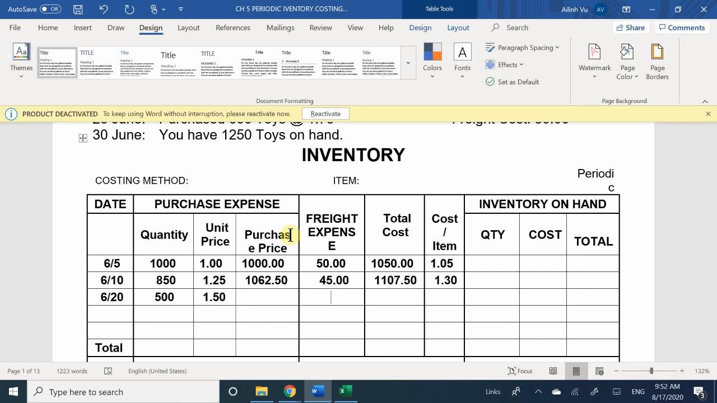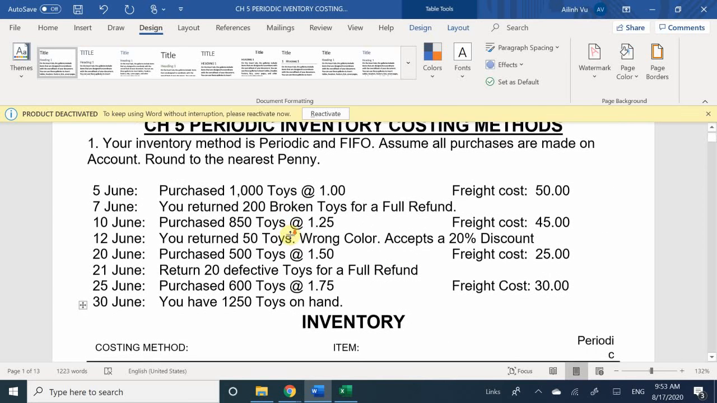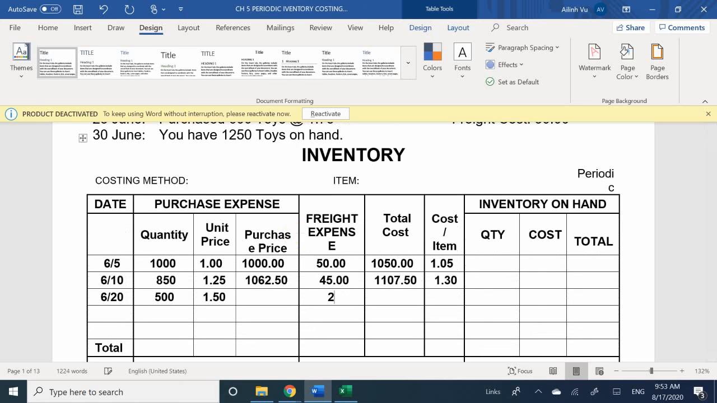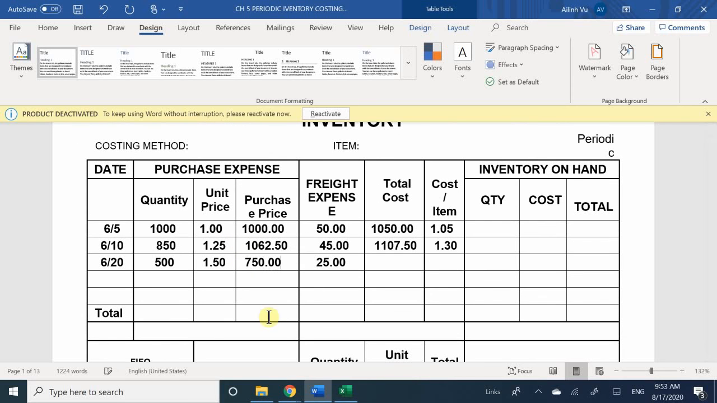And my freight is $25. Yes. Okay, so what do I do here? I mean, what is my total purchase price? $7.50. All right, and then what is my total here? $7.75. All right, and what's my cost per item? $1.55. Perfect.